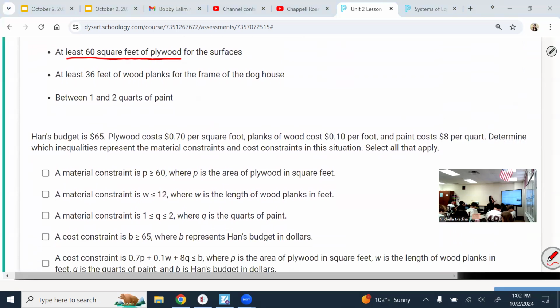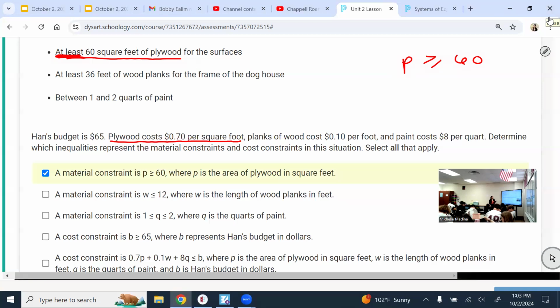Here's where it mentions it. Here's the cost of it. Nowhere else does it talk about the plywood. So for a material constraint, if he needs at least 60, can he get more than 60? So we're evaluating this one. If he needs at least 60, those are the signal words, can he have more than 60? Can he have exactly 60? So far that looks good.